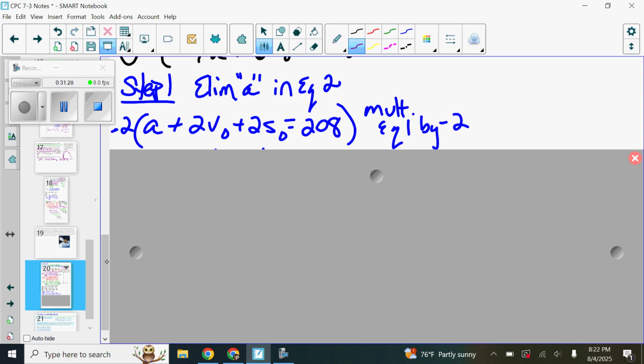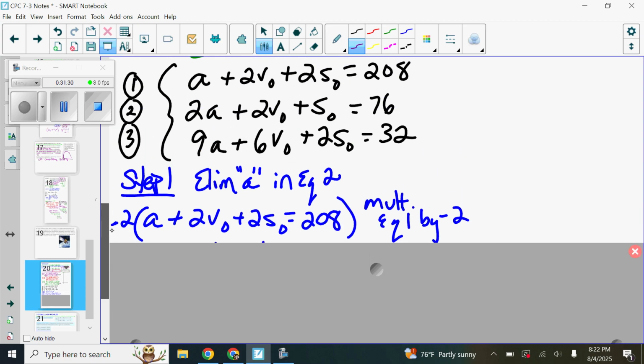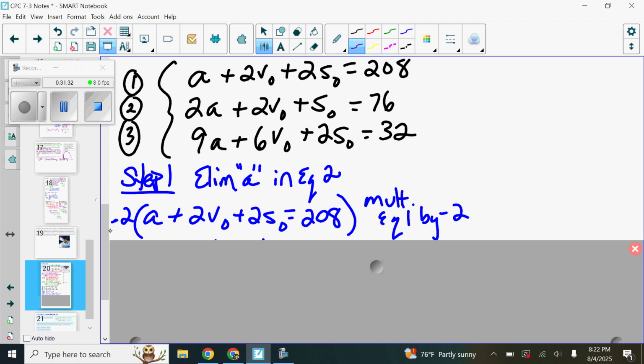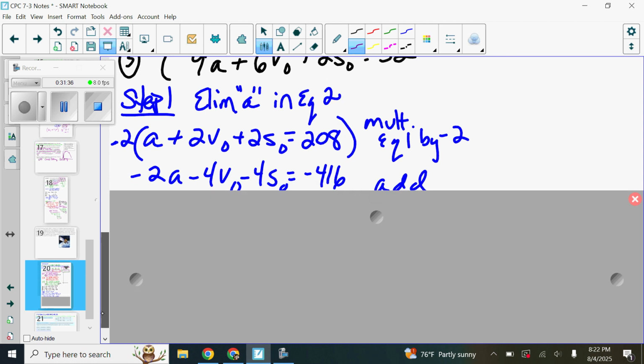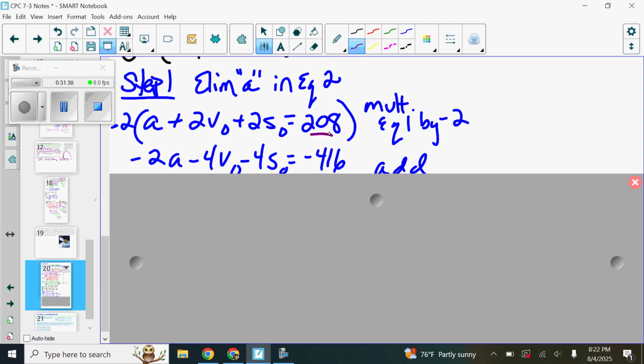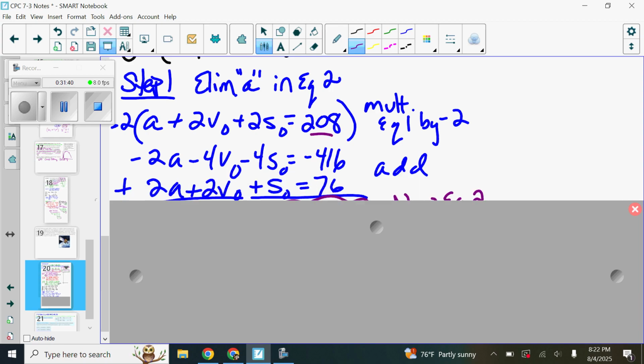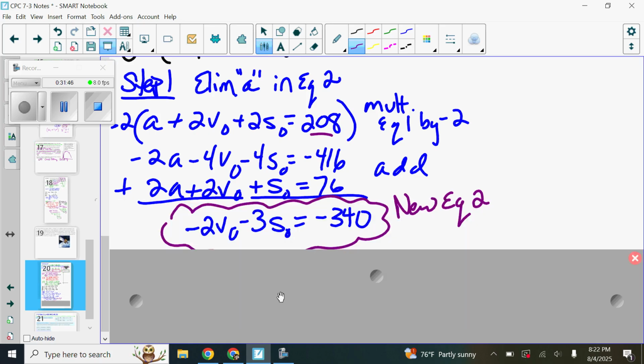So I multiplied equation 1 by -2 to make an opposite, which gave me that. Double check your arithmetic. So I just distribute everything, including that constant on the other side, don't forget. And then I added that to equation 2 and ended up with this for my new equation 2. So I have no a left in there at all.